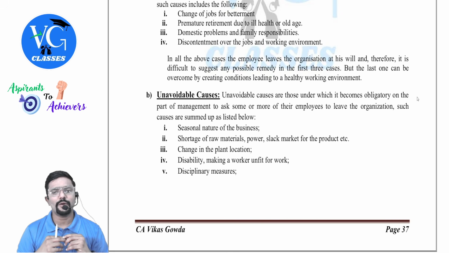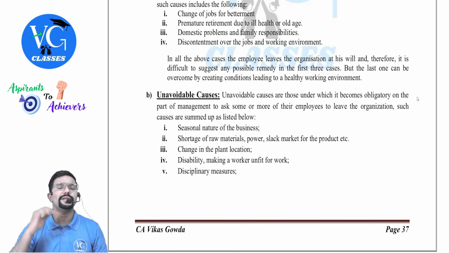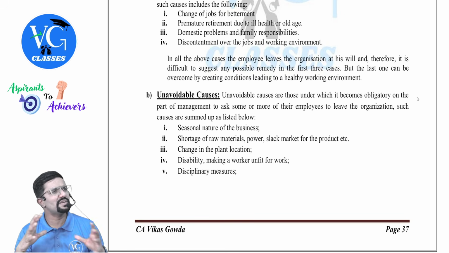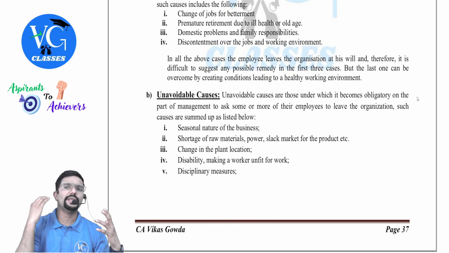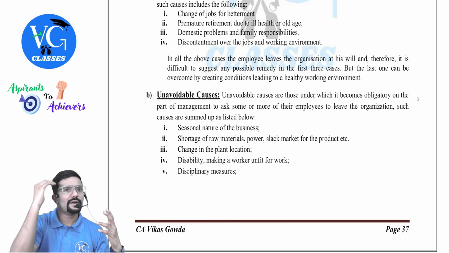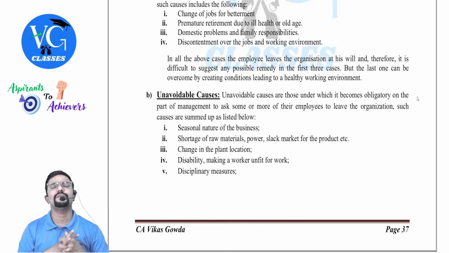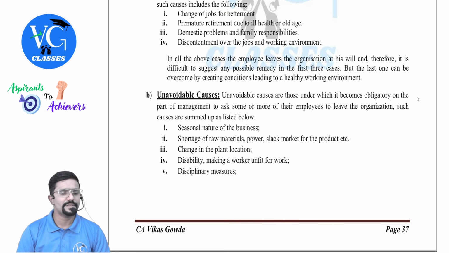Next, shortage of raw materials, power, slack market for the product. Slack market means the demand for my output is coming down. Previously, we had a huge demand. Now, day by day, the demand for the product is coming down. So obviously, work is going down, and in that case, we will fire our old employees.